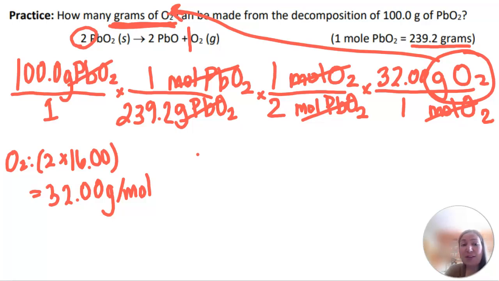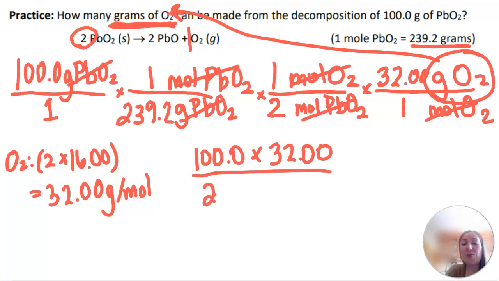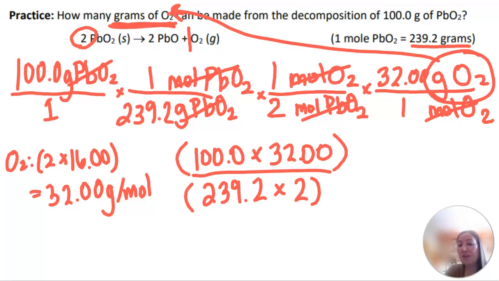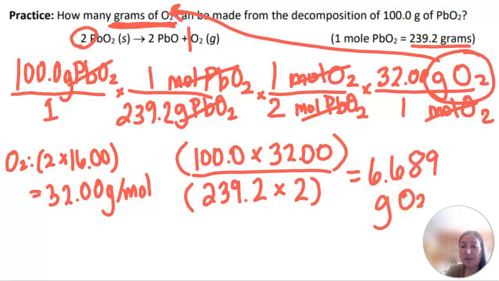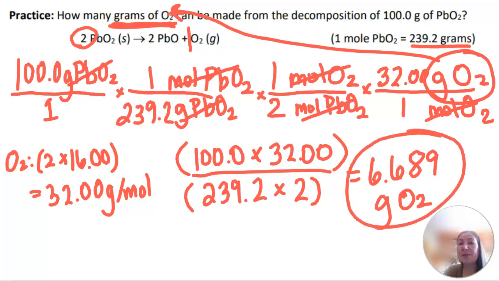Okay, now we just do the math in our calculator. 100.0 times 32 divided by 239.2 times 2. Now we have to have parentheses around that denominator to do it all at once. Around the numerator and denominator is surely just fine. It's always helpful. Take a second, grab out your calculator, pause if you need to, and you should get 6.689 grams of oxygen gas are produced from the decomposition of that 100 grams of our starting material.